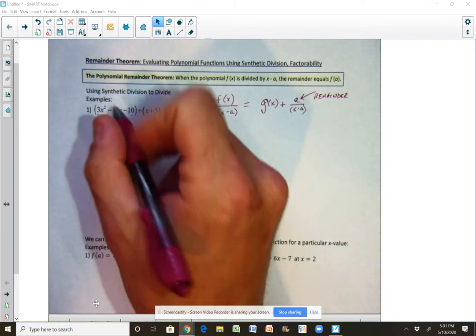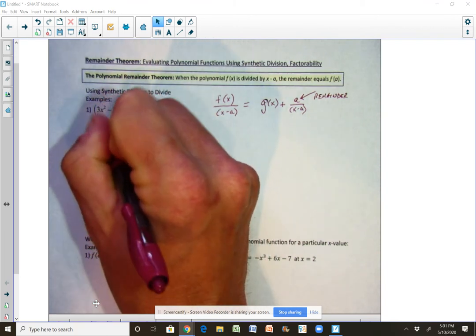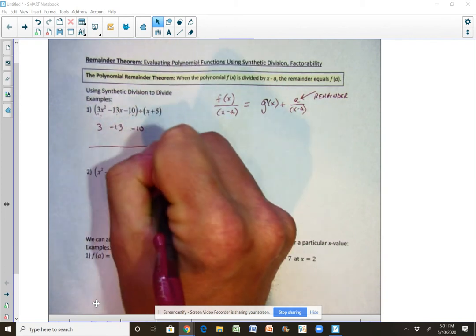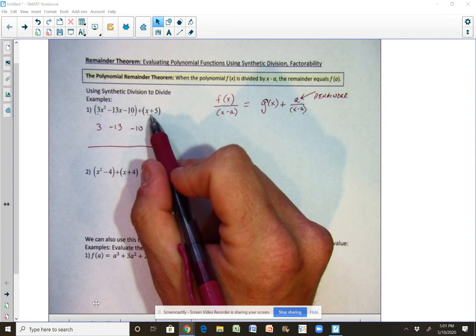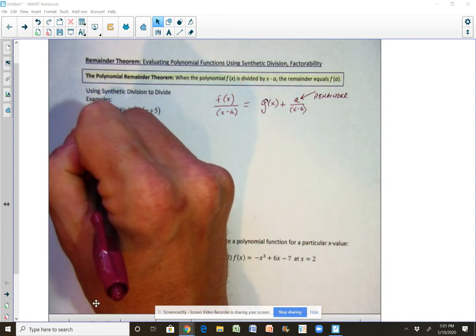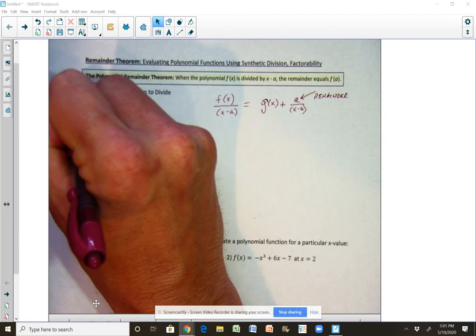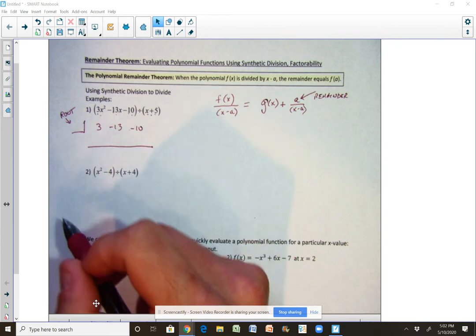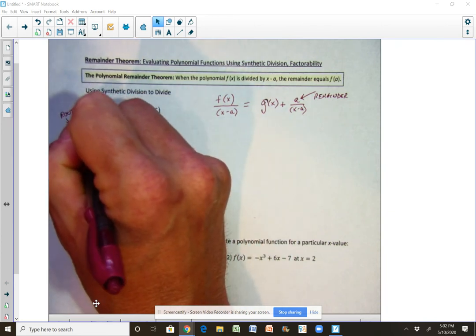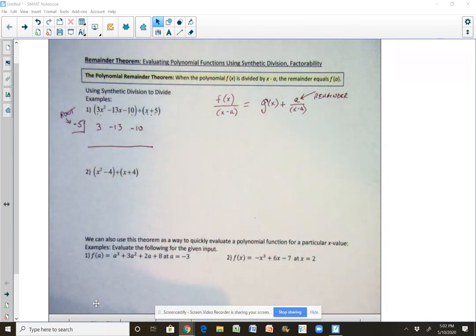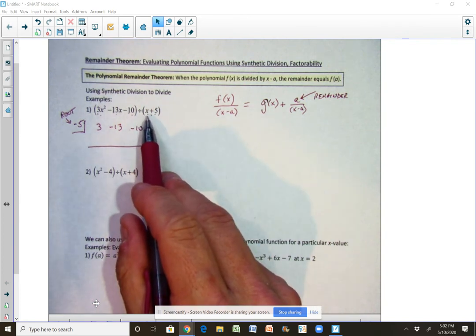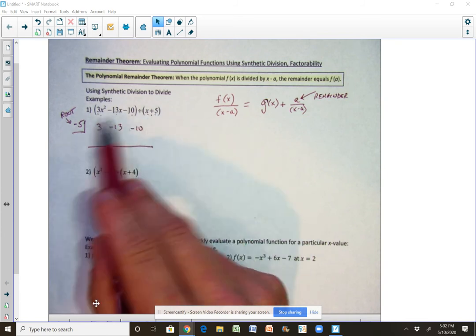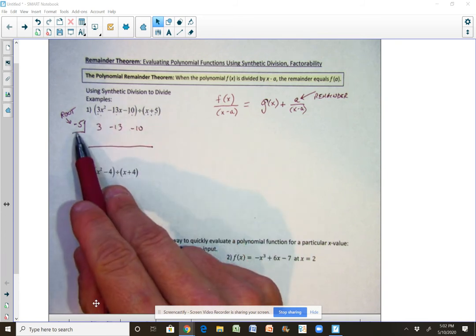It's just the coefficients. So if I set up my board, I have a 3 coefficient, a negative 13 coefficient, and a negative 10 coefficient. And then the linear binomial that we're going to divide by is x plus 5. So in here is the root from the factor that we're dividing by. So if x plus 5 is a factor, we saw last week that means that negative 5 must be one of the roots of that factor. So we're using the x value from the factor, not the actual sign of the number in the factor. In other words, it's always going to change signs when you go from a factor to the actual input.